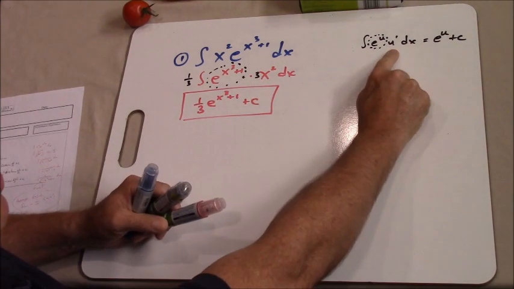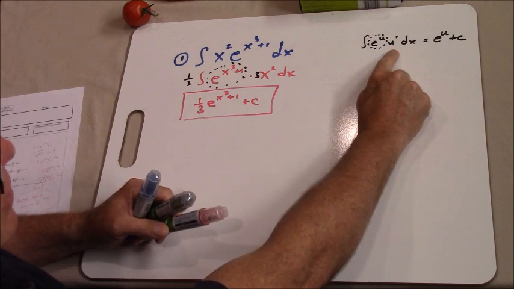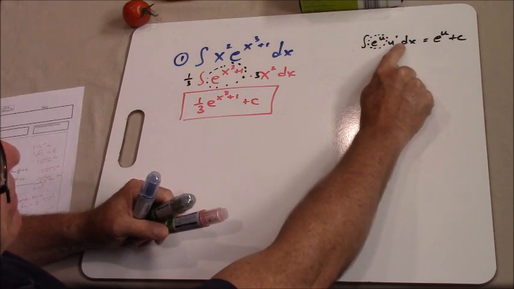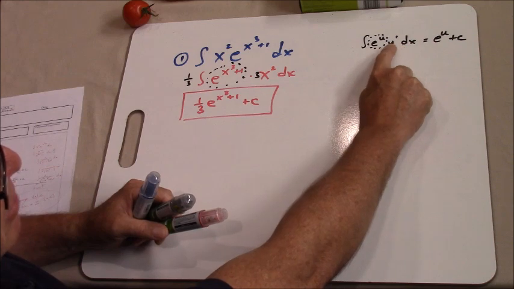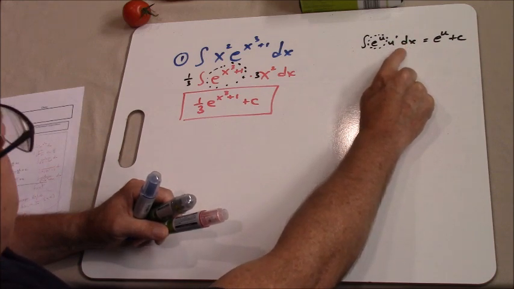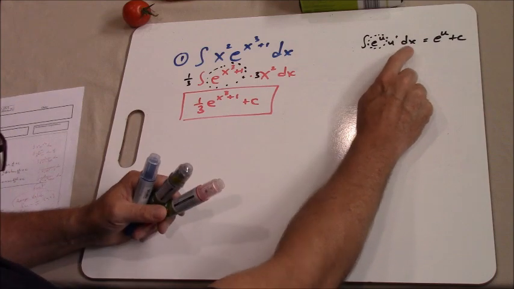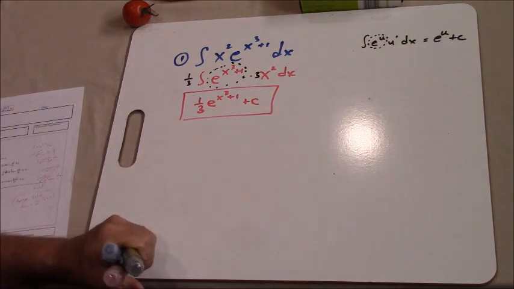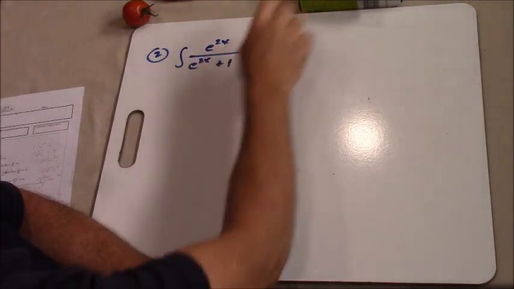They don't have this formula written this way on the front cover of our book. It says e to the u du, but u prime dx is the same as du. So if I was going to write it down, I'd probably write it like this. All right, let's try another one. You guys go ahead and try this one right here.